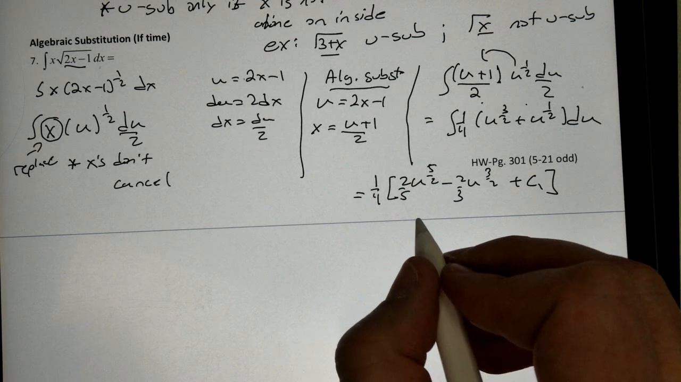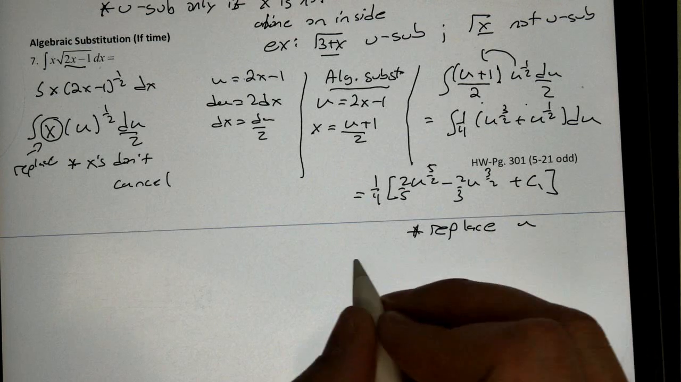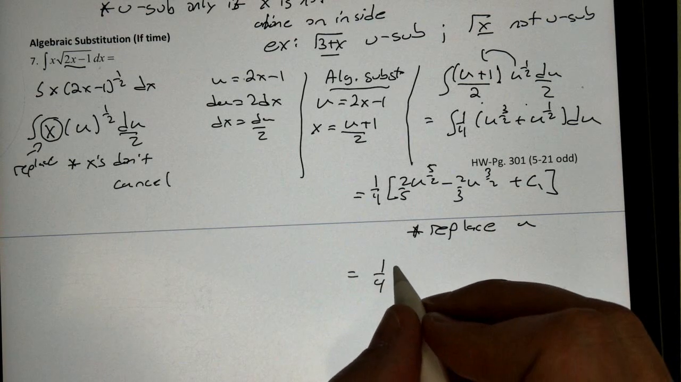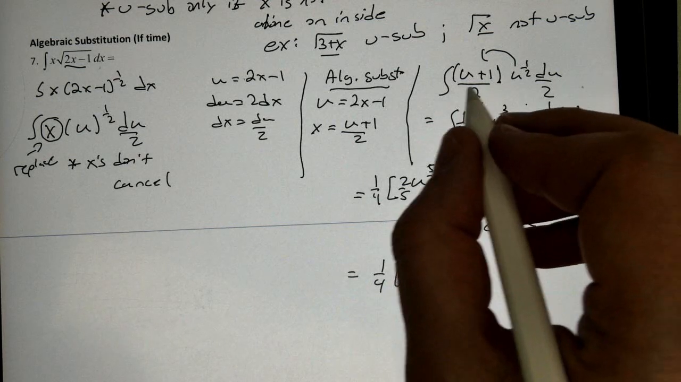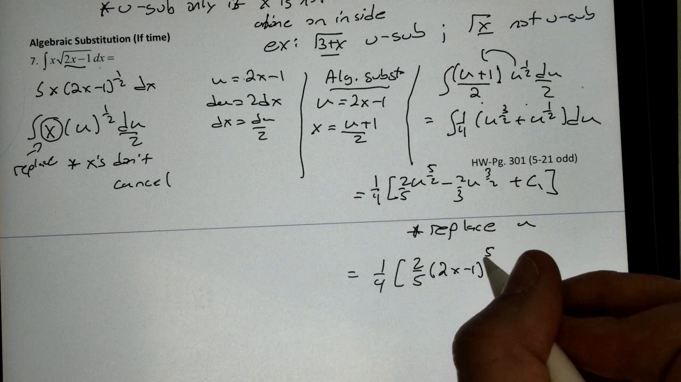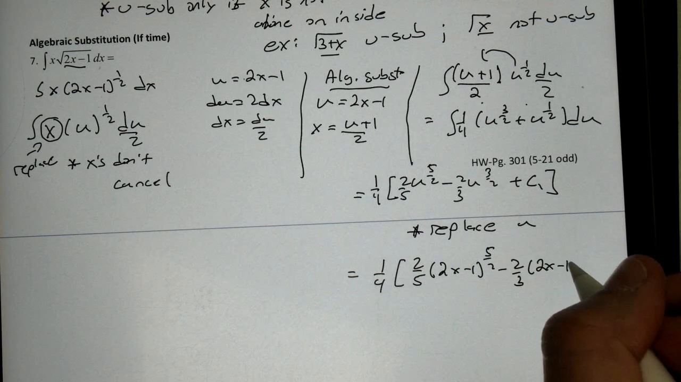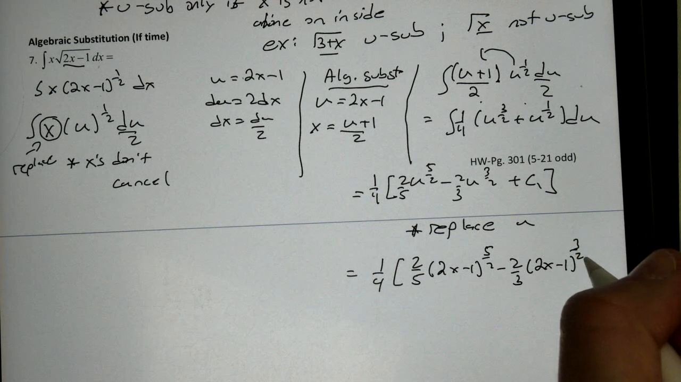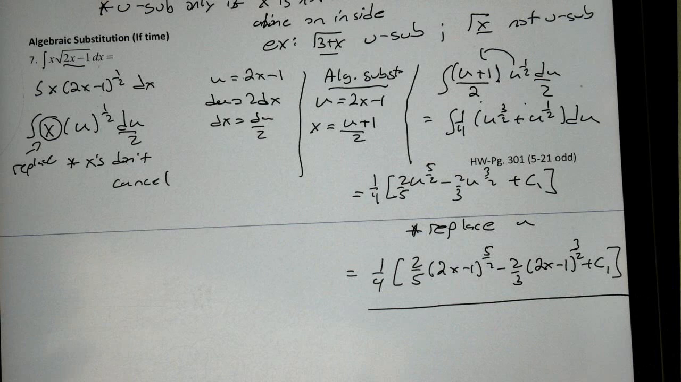And the last thing we got to do, that's right, replace u. So we get 1/4, 2/5, plug your u back in, 2x minus 1 to the 5/2 minus 2/3, 2x minus 1 to the 3/2 plus c1. And there's your answer. Do not simplify that. Just leave that one alone.